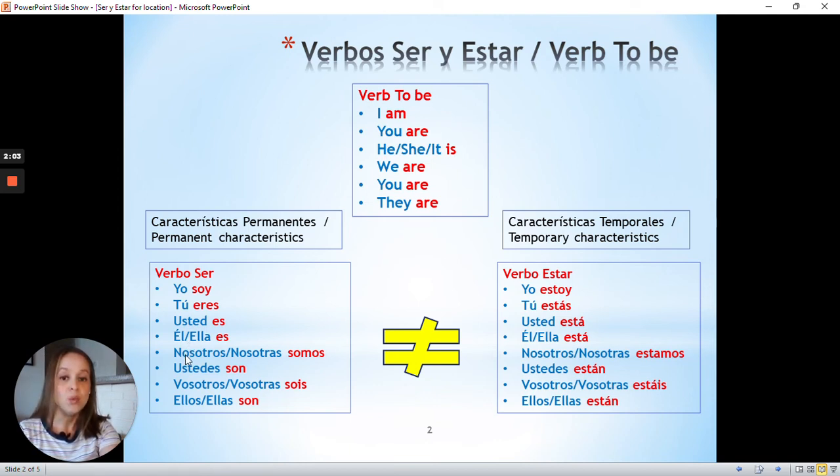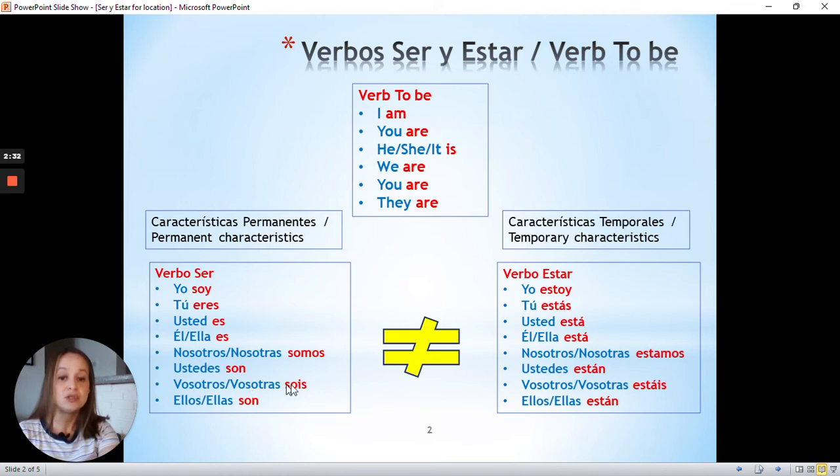Nosotros is we, nosotros somos, we are, nosotras somos, we are. Nosotros is for masculine and for both genders together, masculine and feminine, and nosotras is just for feminine, when the group of people is made up only of women. And they both mean we are. Ustedes son is second person plural, you are.